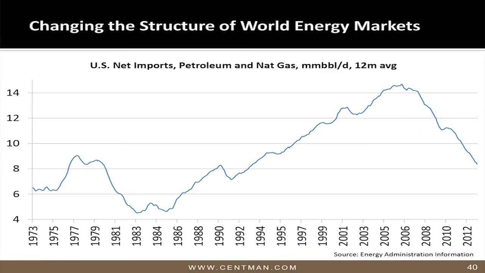So not only are we producing more, but we're also importing less, and this is changing the structure of the world energy markets. Here we're looking at the reversal of net imports of oil and gas for the United States. After having peaked in 2006 at 14 million barrels, our net imports are now down nearly 50% at just less than 8 million barrels a day.